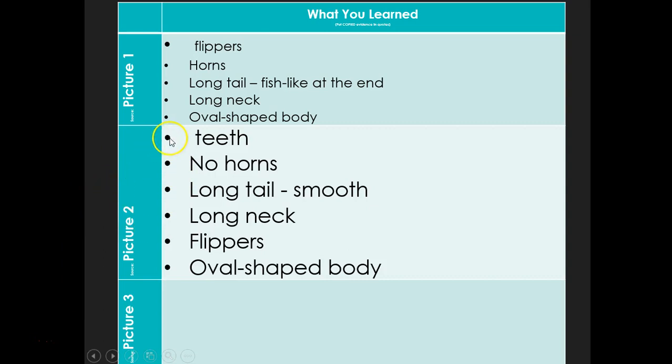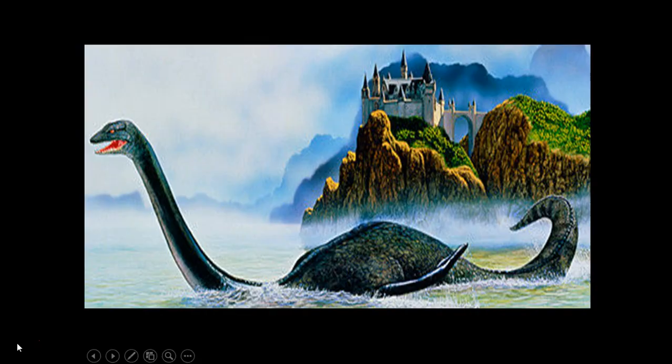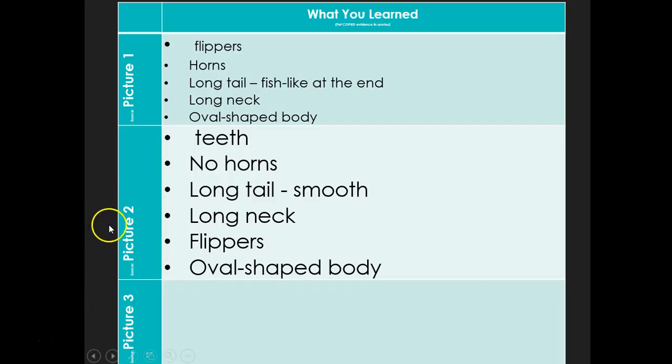For picture 2, this one had teeth, there were no horns, there was a long tail and it was smooth, there was a long neck, flippers, and the body was oval shaped. And again, here's that picture so you can see the notes that I took. And I just put picture 2 for my source there.